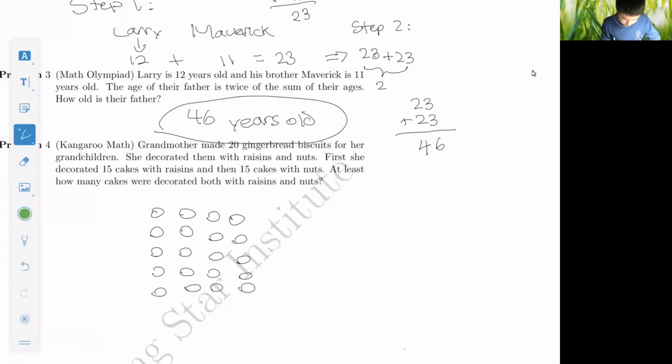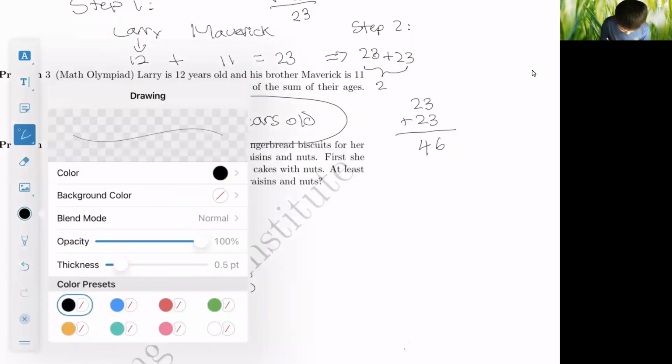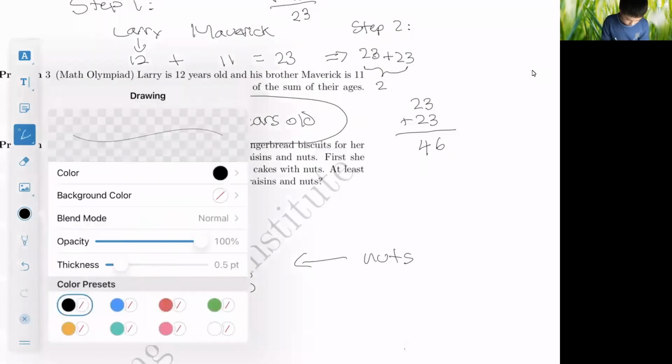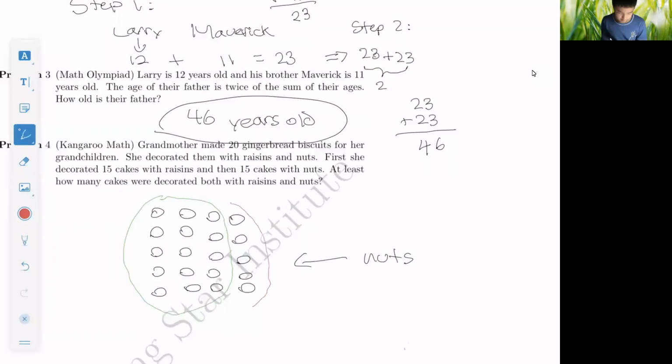We first consider the number of biscuits with raisins. There are 15 of them. The question asks for the least number of biscuits that are decorated both with raisins and nuts. So we first include that these 5 left over are all nuts because we want the least amount with both raisins and nuts. So this is included inside the nuts.